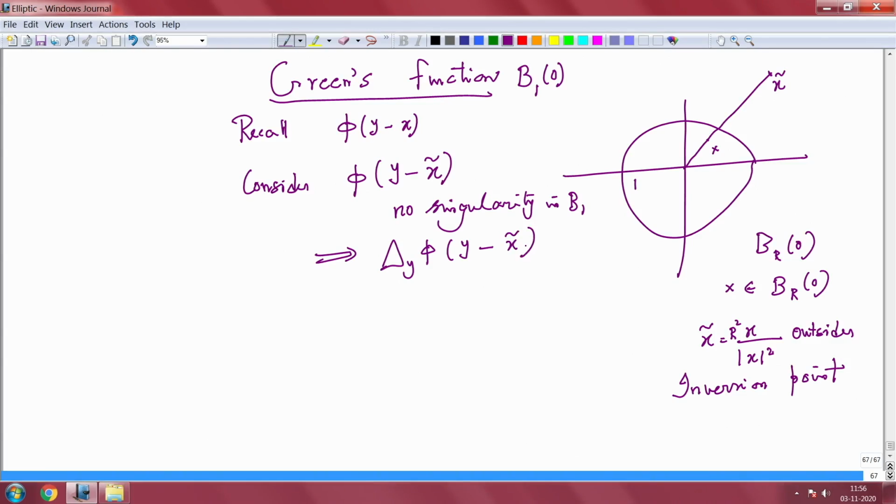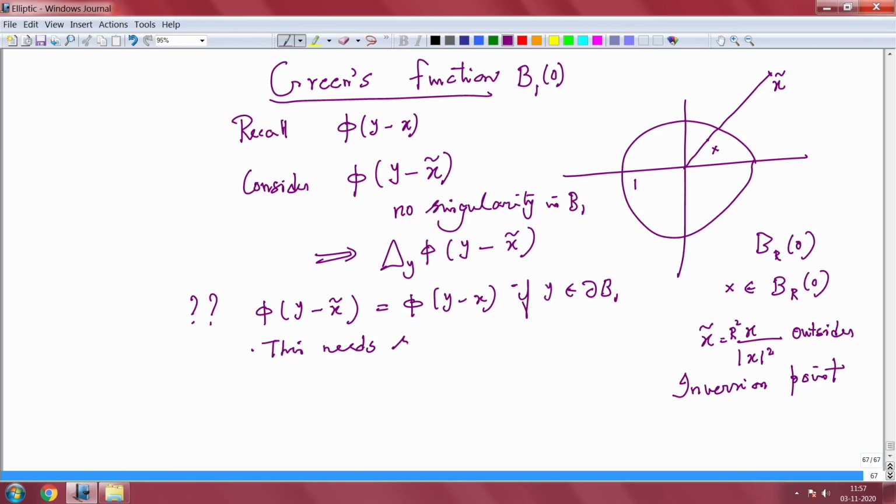But the difficulty is that when y is on the boundary, you want phi of y minus x tilde to be equal to phi of y minus x if y is on the boundary. But this needs some normalization. You can compute this on the boundary, and then you see that this is not true. This needs some normalization, so you have to add some parameter here.